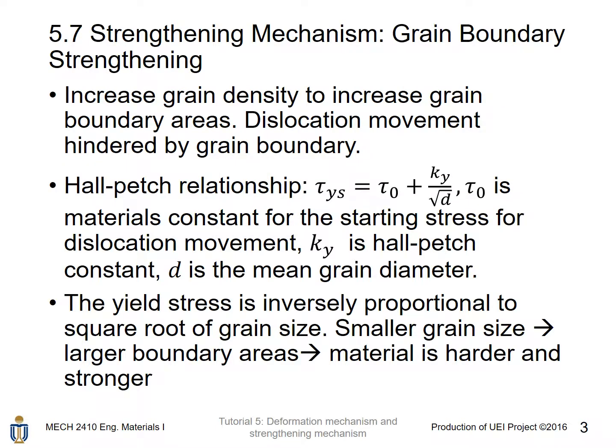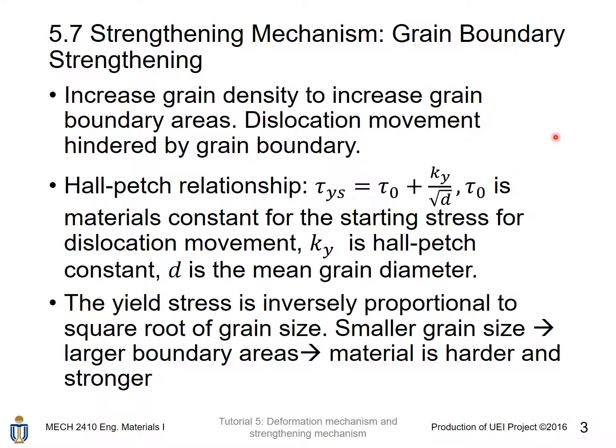By increasing the grain density to increase the grain boundary areas, dislocation movement will be hindered by the increased amount of grain boundaries, which we call grain boundary strengthening. And there is one relationship that describes such strengthening.